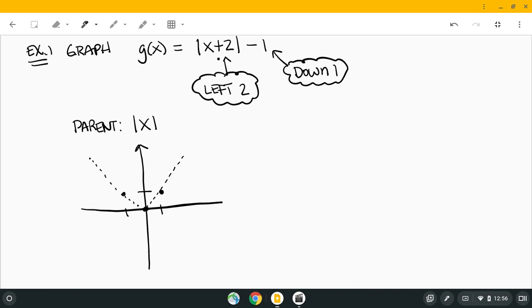But now we want to graph not just absolute value of x, but we want to graph absolute value of x plus 2 and then minus 1. Okay, so this is very easy to do without a table of values because we can just take the parent function, which is this dashed graph right over here, and shift it 2 units to the left and 1 unit down.